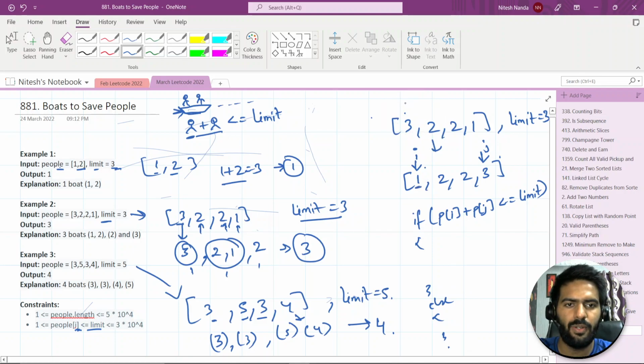So let's take a boat variable, which will start from 0. We will increment it every time.